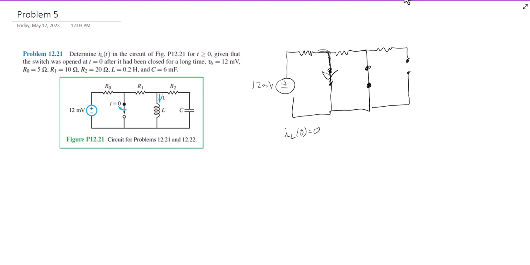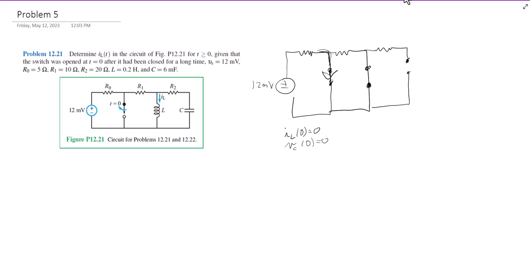Now we need to know IL of 0 and VC of 0 to cast it into the S domain, because if there is any current through the inductor or voltage across the capacitor, then that has to be accounted for. Note the capacitor is in parallel with a short circuit, and a short circuit has no voltage across it, so VC of 0 is also 0. So we have that. So now we can go ahead and redraw it in the S domain.